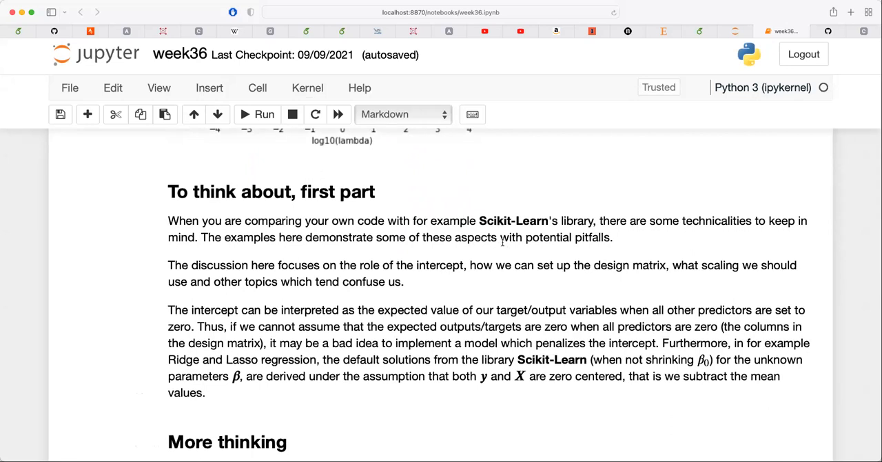This is something you noted last week and the week before: when you're comparing your code for, let's say, the inversion of the design matrix with scikit-learn, you have to be a little bit careful, because scikit-learn does a subtraction of the mean value automatically without warning you. There is a flag, which many of you discussed at the lab, called intercept equal to false, which actually means the opposite. It means that the intercept is included.